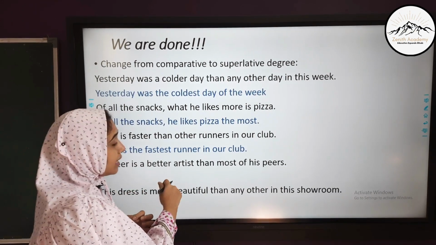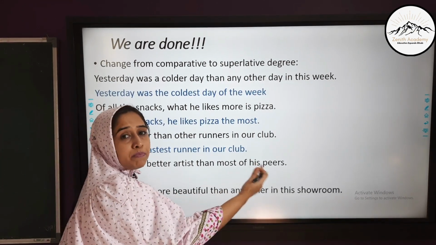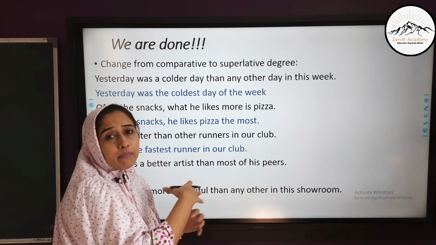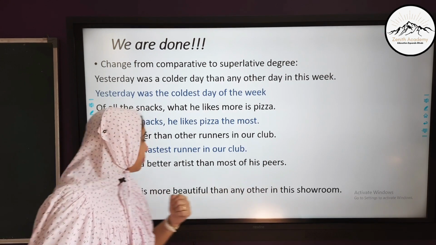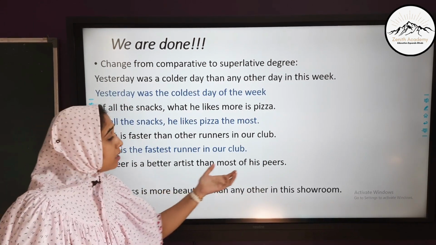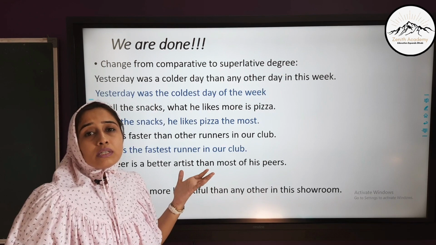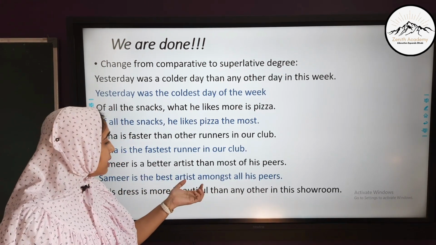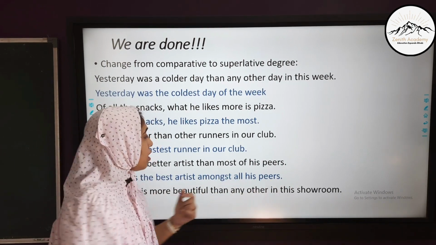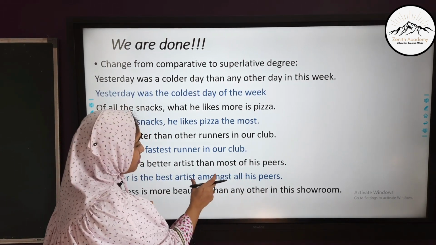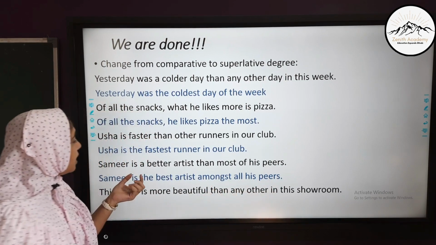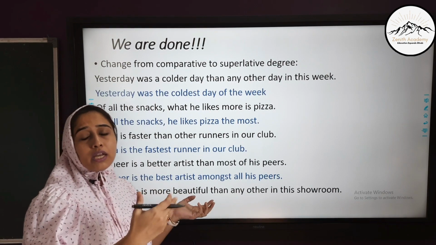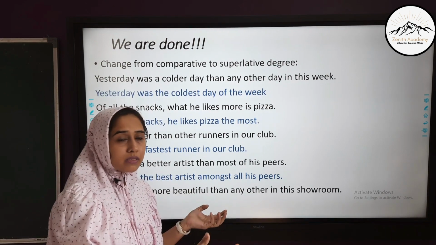Sameer is a better artist than most of his peers. Peers means group mates. People in the same group are called peers. So Sameer is a better artist than his peers. So when we want to describe this as superlative degree, it becomes Sameer is the best artist amongst all his peers. Then most of his peers becomes amongst all his peers, and it will be the best. Better becomes best because the degree of comparison is good, better, best.